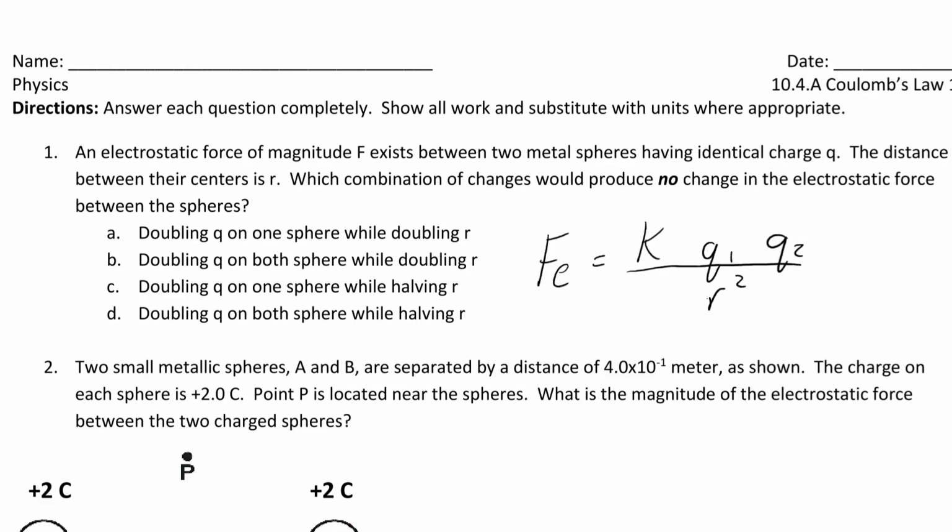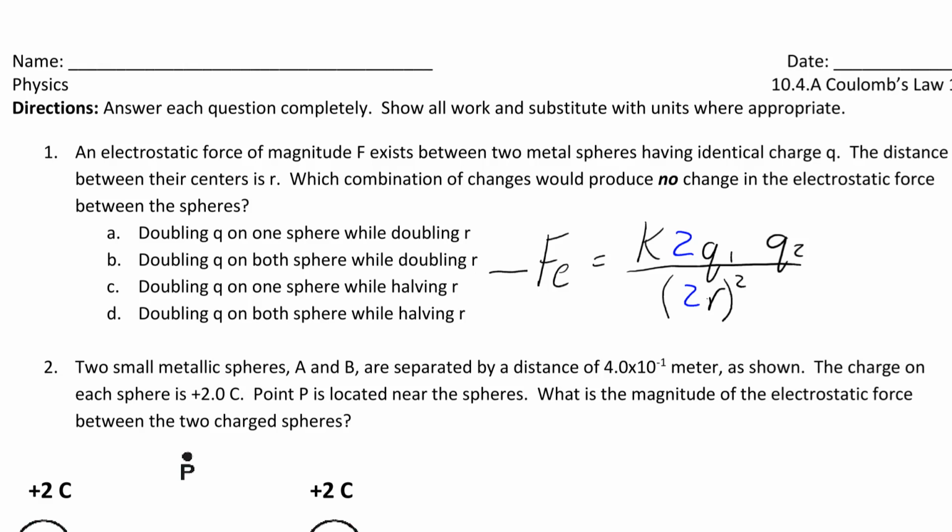So number one says an electrostatic force of magnitude F exists between two metal spheres having identical charge Q. The distance between the centers is R. Which combination of charges would produce no change in the electrostatic force between the spheres? So let's see. We'll take one case at a time. It says, what happens if we double Q on one sphere? So we're doubling Q, and we're doubling the radius here as well. So I'm just going to keep these like this.